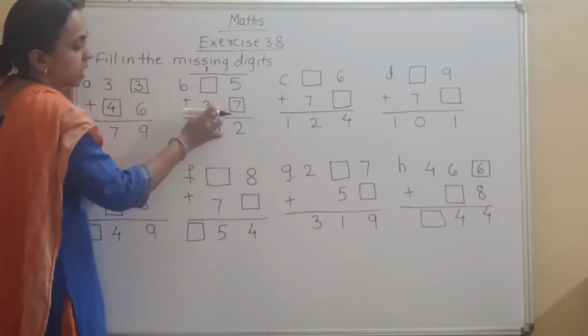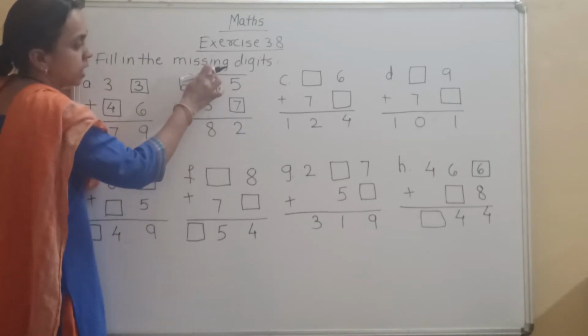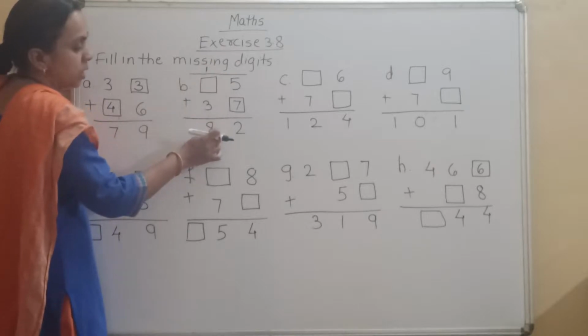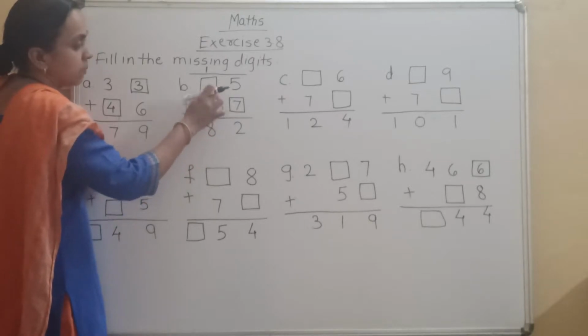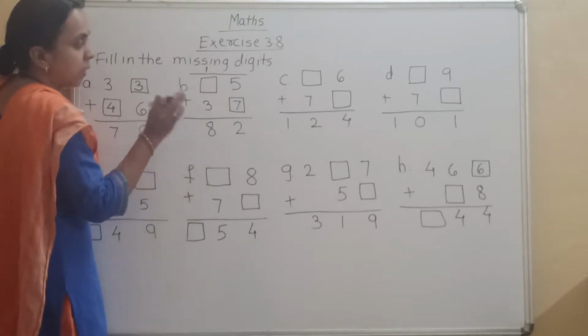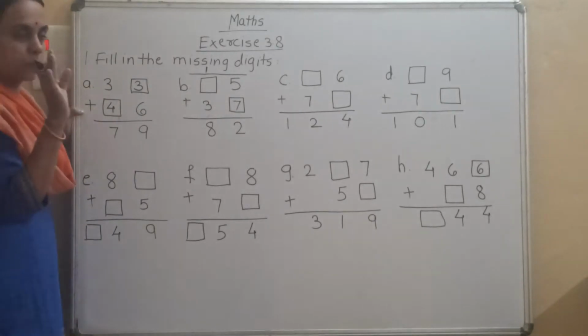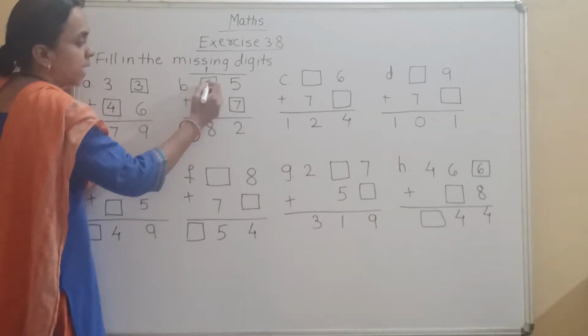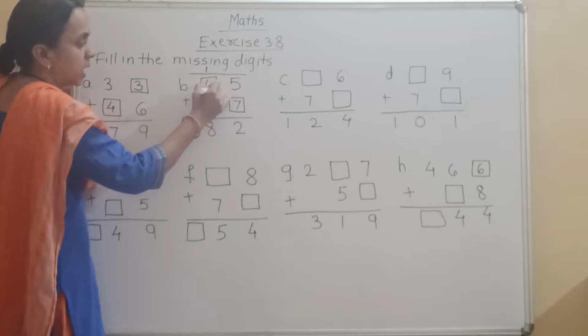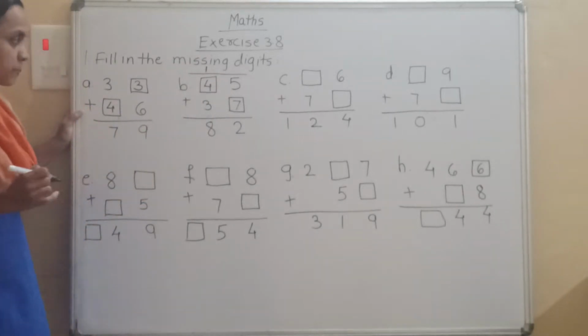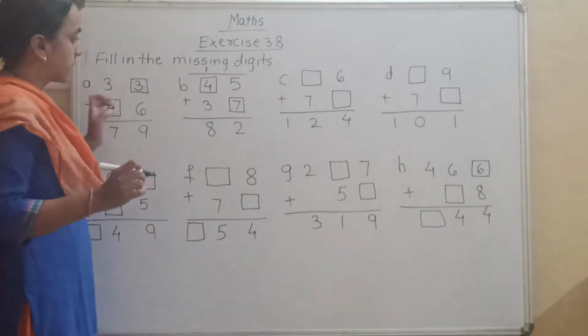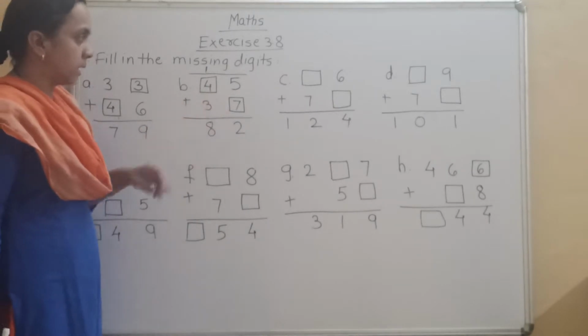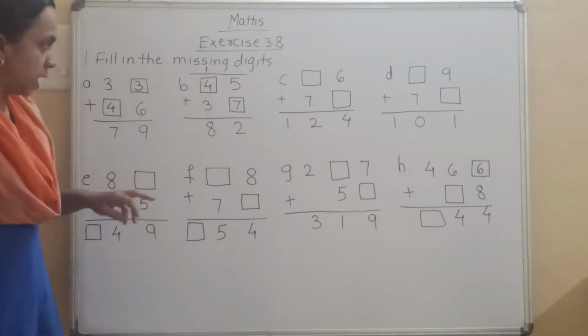Okay, now see 3 plus 1, 4. Now which number do we have to add to get the answer 8? See 3 plus 1, 4. If we add 4 to 4, 4 plus 4 equal to 8. So we have to write down here answer 4. Okay, so our answer is 4 and 7. Okay, now see C question.